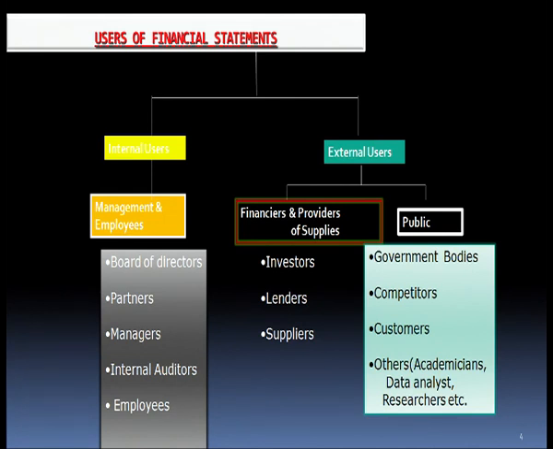Along with them is the public. Public comprises all those who are exterior yet very interested in your financial results. These are the government bodies, the competitors who are always looking at chances to capture your markets, your customers who are ready to switch to other competitors who have similar products, who are selling similar services in the market like you, and of course, the researchers, the data analysts and the external auditors.